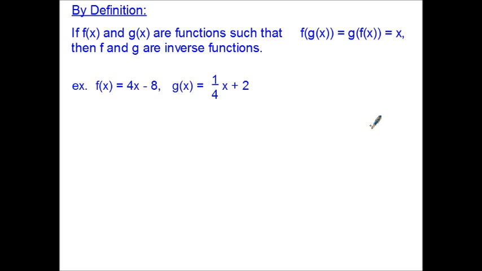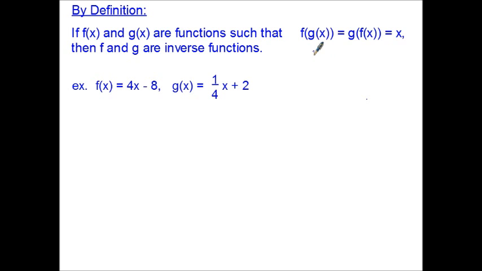Okay, now moving past the kind of intuitive version of this and the basic explanation of it, let's take a different definition. So if f(x) and g(x) are functions such that the composition either way gives you just the variable x, then those two are inverses. And I'll be honest, the book kind of insists that you do this both ways, if you want to verify that they're inverses.